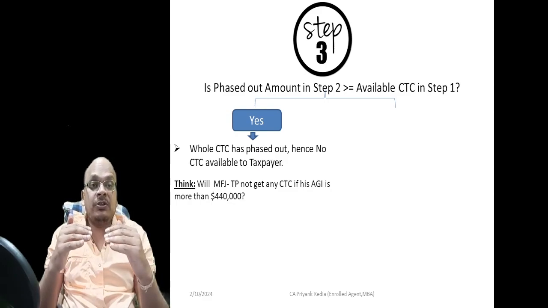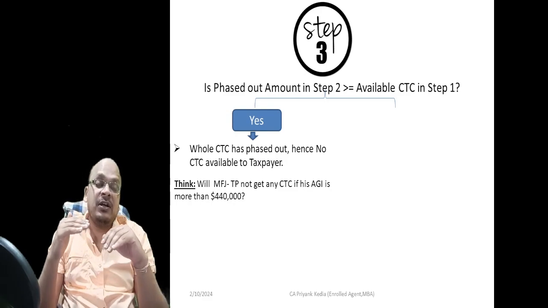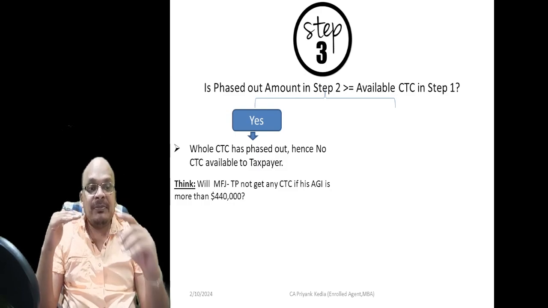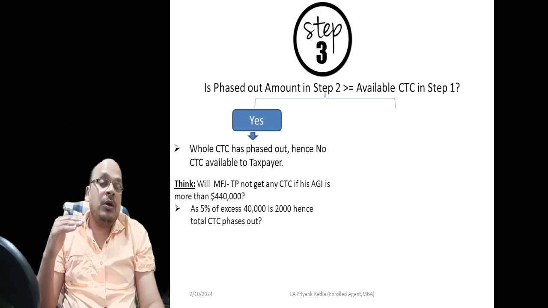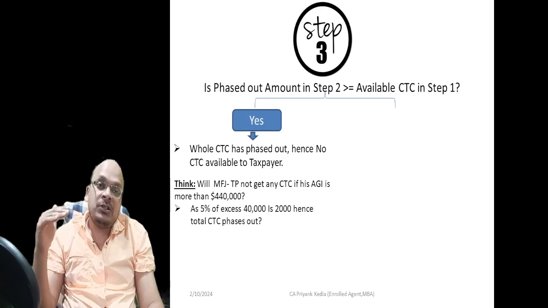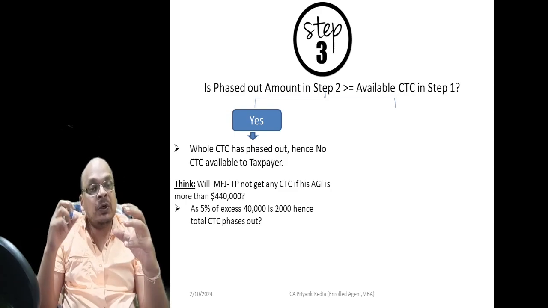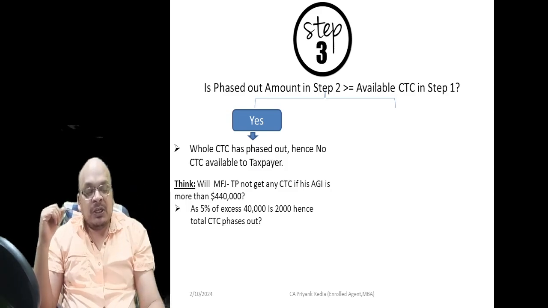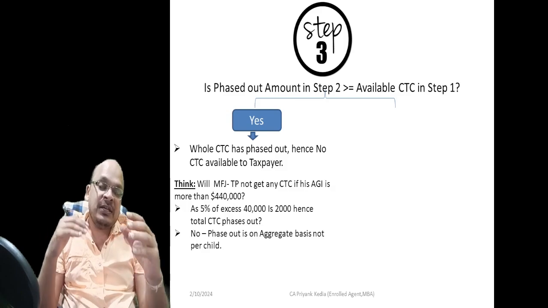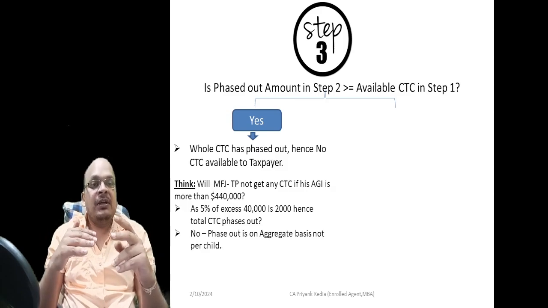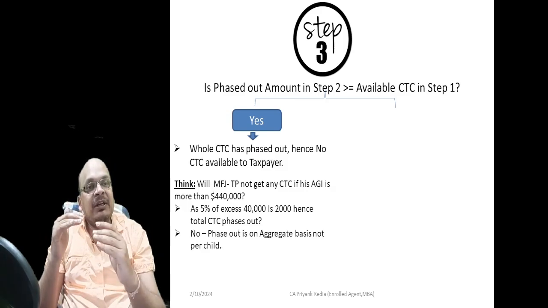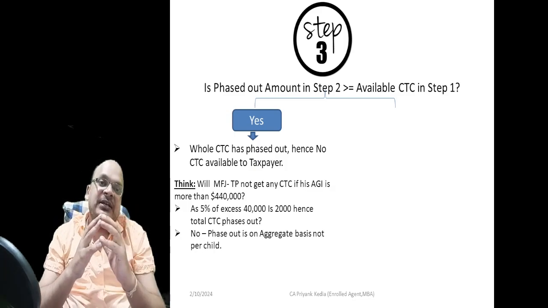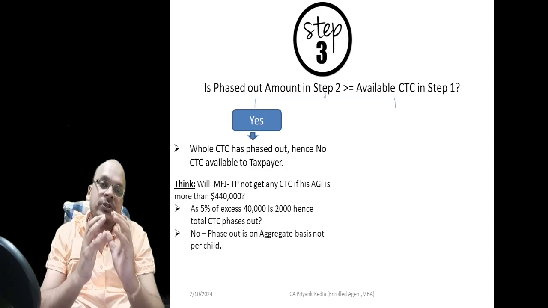Because $2,000 is the maximum child tax credit availability per eligible child. So that's the mistake people make. The phase out amount is not calculated on a per child basis. It is calculated on the aggregate availability of the child tax credit, right? So the taxpayer in our case has two children, $2,000 availability of CTC per child. That means the aggregate amount of child tax credit availability is $4,000.